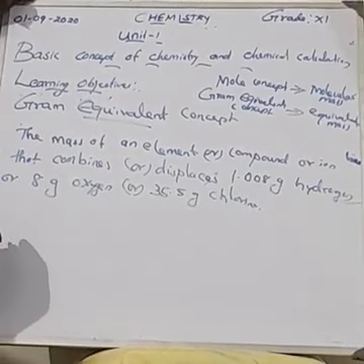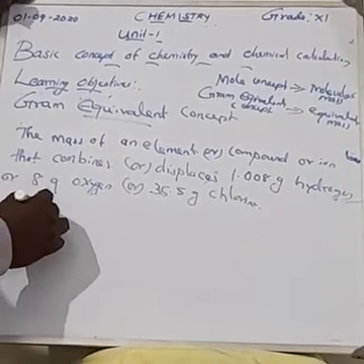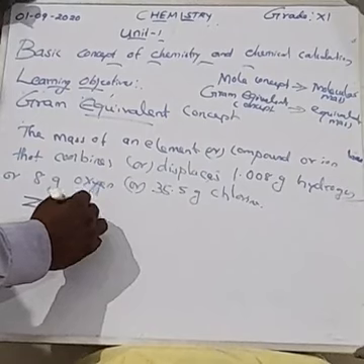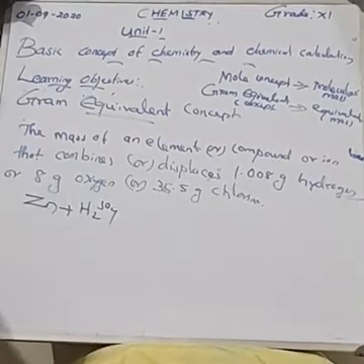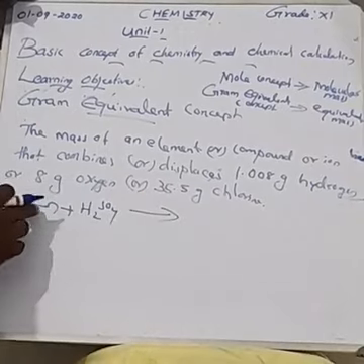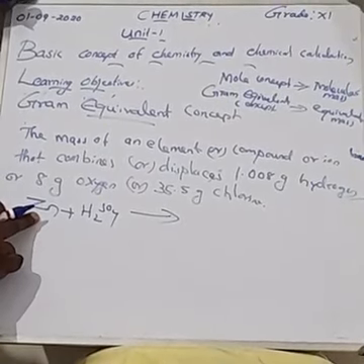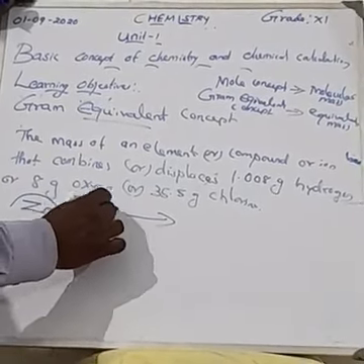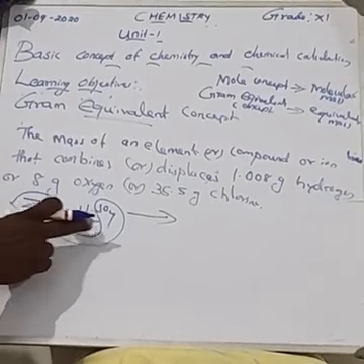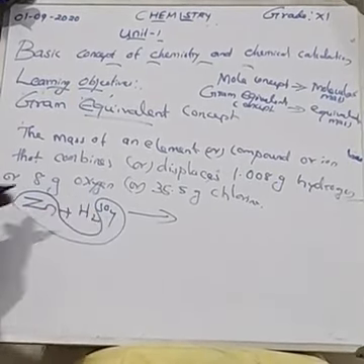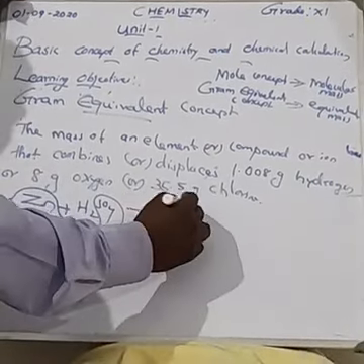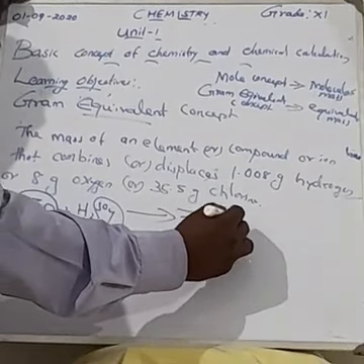Let us consider a reaction to explain it. Zinc, Zn, combines with sulfuric acid. The formula for sulfuric acid is H2SO4. Zinc combines with sulfate to form zinc sulfate plus the evolution of hydrogen. We get zinc sulfate plus hydrogen.